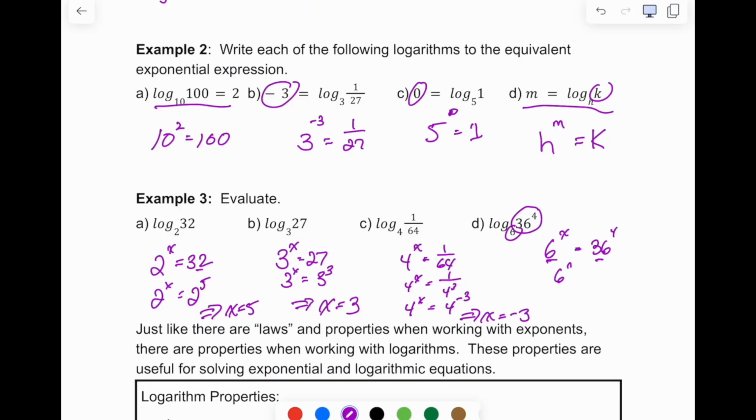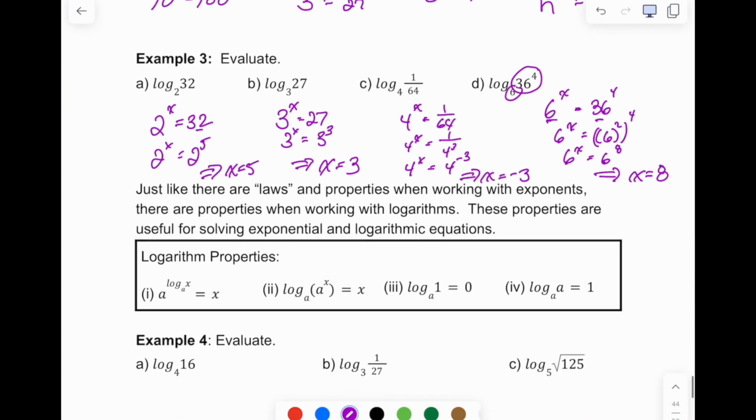So here we get 6 to the power of x is the same thing as 6 squared, because 6 squared is 36 to the power of 4. So 6 to the power of x is the same thing as 6 to the power of 8, applying our power laws. So that means x is equal to 8. All right, so that's working through that, just as a good understanding of it.